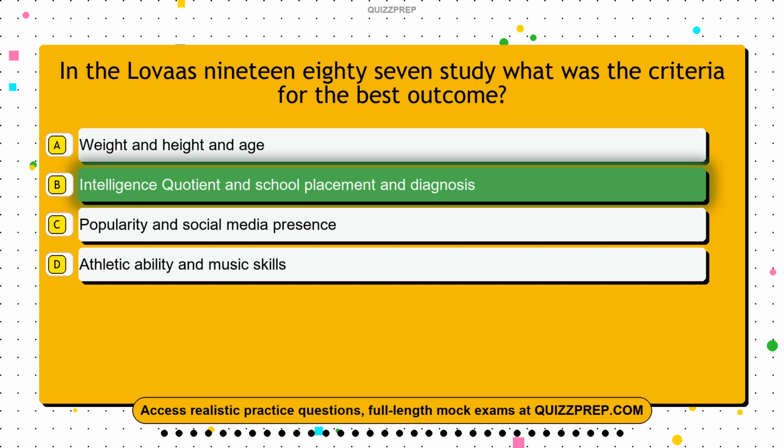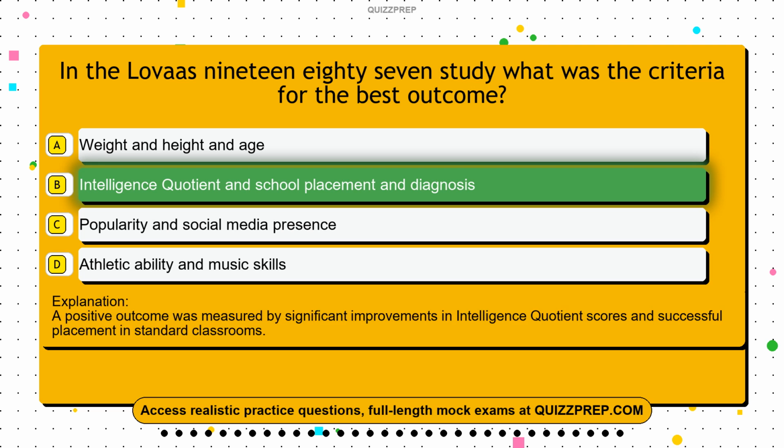The correct answer is option B, intelligence quotient and school placement and diagnosis. A positive outcome was measured by significant improvements in intelligence quotient scores and successful placement in standard classrooms.